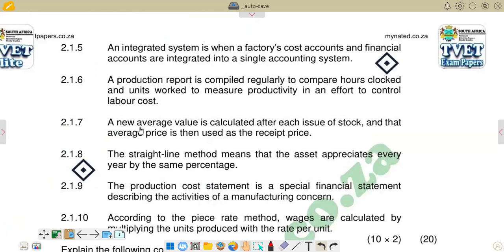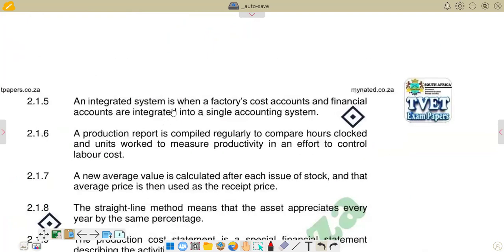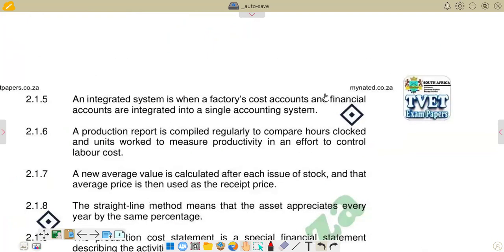You see that we're at 2.1.5. An integrated system is when the factory's cost accounts and financial accounts are integrated into a single accounting system, which is correct. So we can indicate true. And then the production report is compiled regularly to compare hours clocked and units worked to measure productivity in an effort to control labor cost. So we see that this is true again.